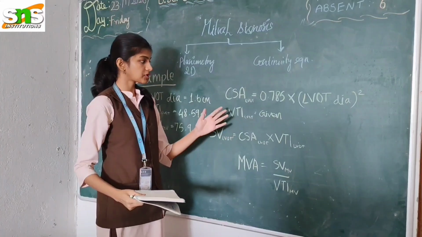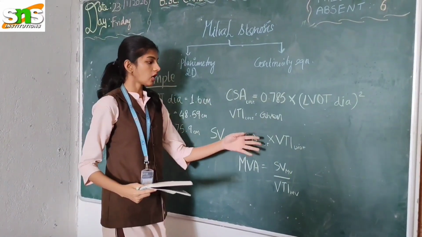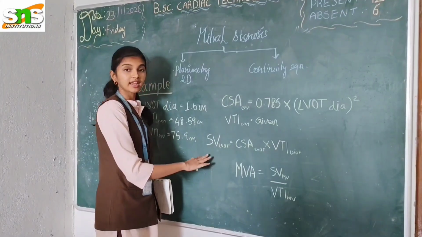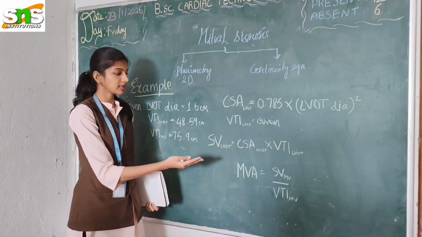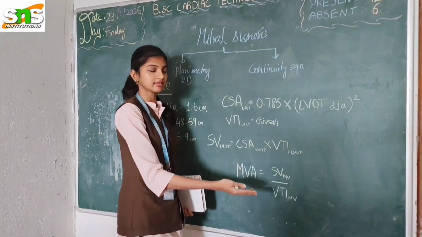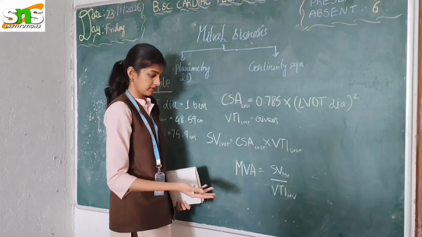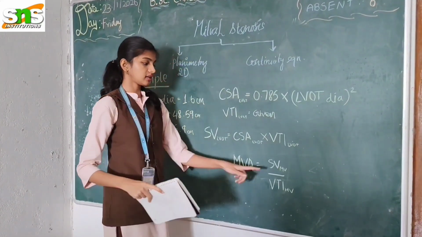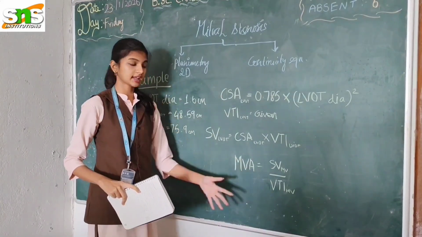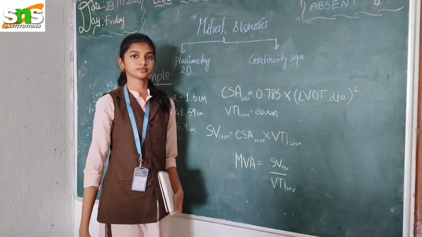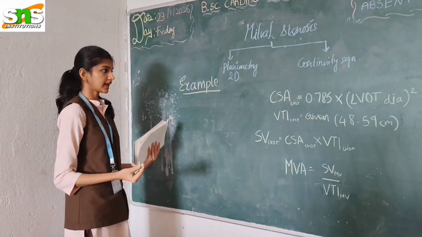So we just have to substitute the cross-section area obtained along with the VTI value which is already given. Once we find the stroke volume of LVOT, we can equate it to the stroke volume of mitral valve because both values are the same, like we have seen before. With that obtained, we already have the VTI of MV given, so we'll easily be able to find the MVA value. Okay, so we'll get into the calculation.